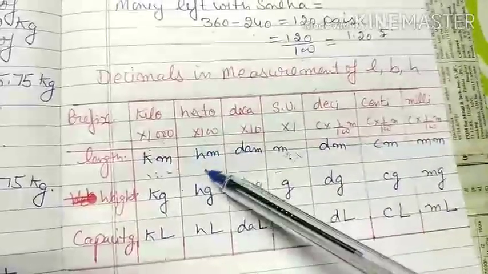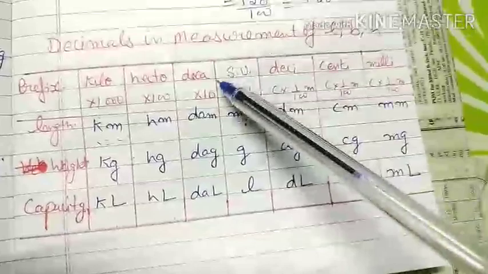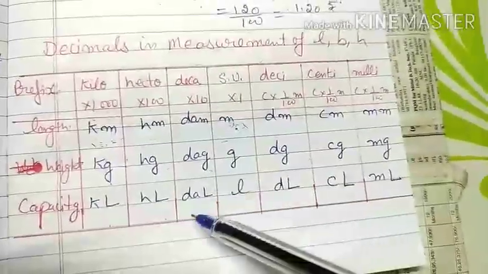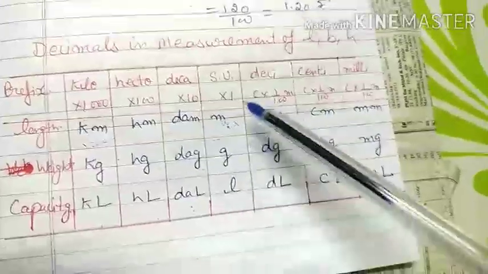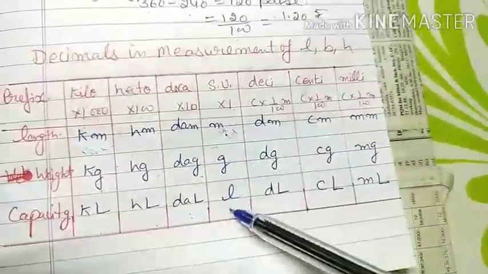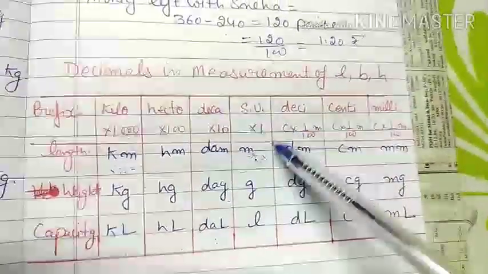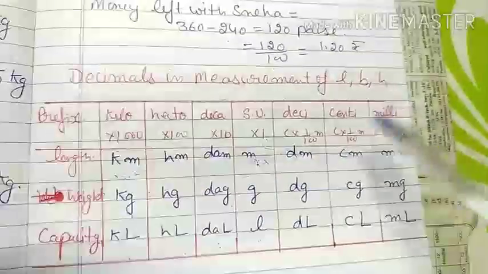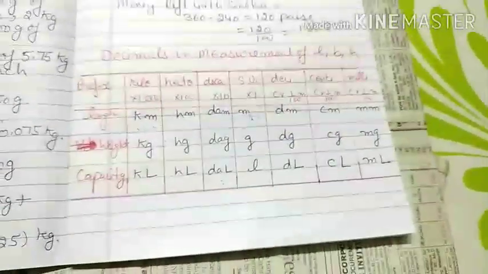Hectometer, hectogram, hectoliter, you multiply by 100. Decameter, decagram, decaliter, you multiply by 10. But for the single standard unit, you count with 1, like 1 meter, 1 gram, 1 liter. But for decimeter, you have to convert to meter by dividing by 10; centimeter, divide by 100; millimeter, divide by 1000, for length, weight and capacity accordingly.